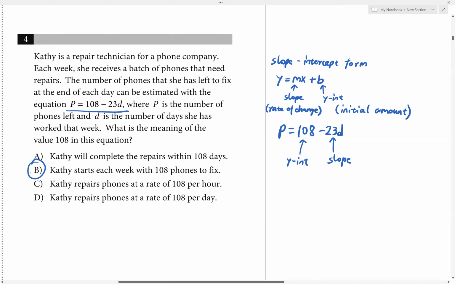If they ask us what the negative 23 represents, that means each day she will fix 23 phones. So as the number of days increases, the total number of phones will decrease by 23 each day. So it's negative 23 for a slope. For this type of question, they will either ask us the slope or the y-intercept. You want to remember the slope is a rate of change, and the y-intercept is always the number that we begin with. So that's the initial amount.